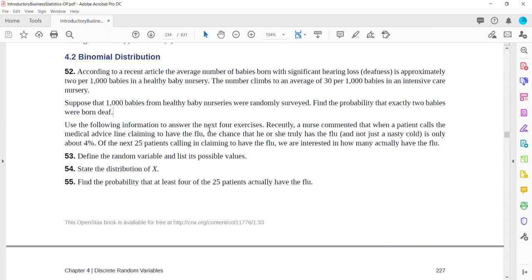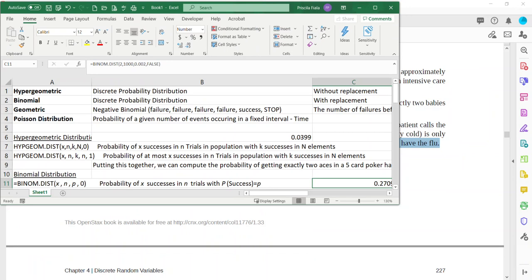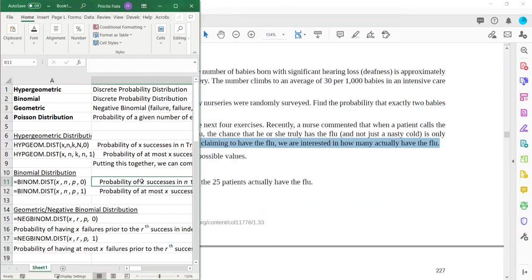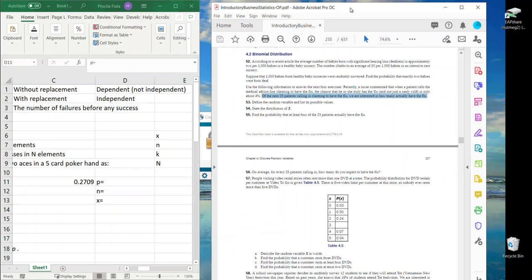Use the following information to answer the next four exercises. Recently, a nurse commented that when a patient calls the medical advice line claiming to have the flu, the chance that he or she truly has the flu and not just a nasty cold is only about 4% of the next 25 patients calling claiming to have the flu. Very interesting. You know how many actually have the flu? Well, we already got quite a bit of information over here.